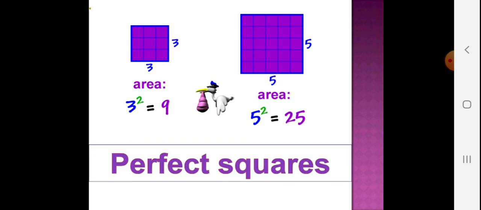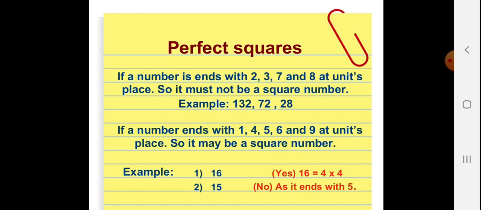Perfect squares. If a number ends with 2, 3, 7 or 8 at its unit place, it must not be a perfect square number, like 132, 72, 28. So you just have to remember that numbers ending with 2, 3, 7 and 8 at the units place might not be perfect squares.